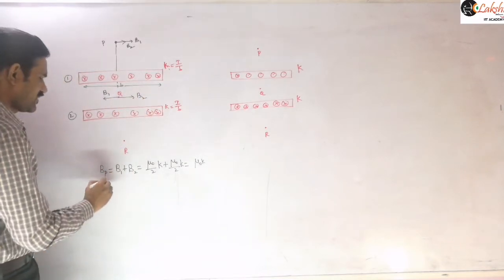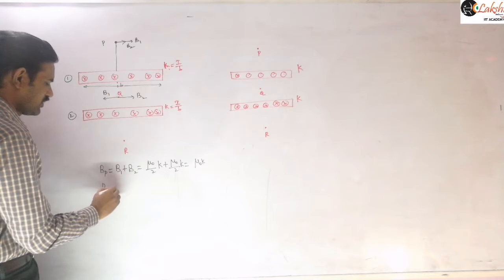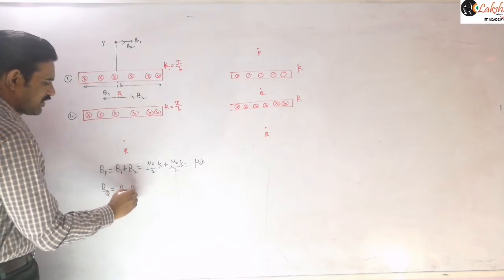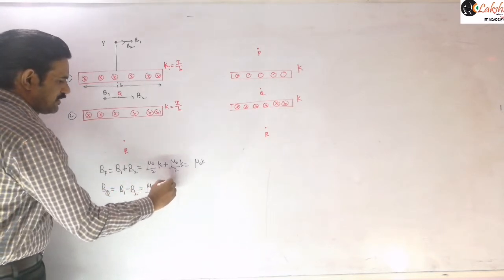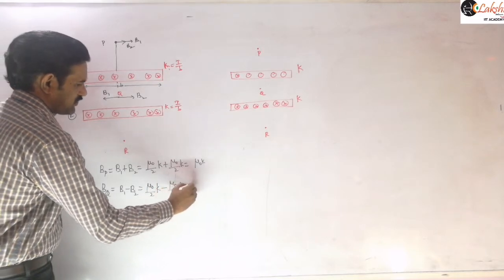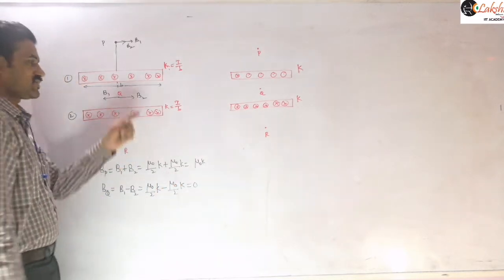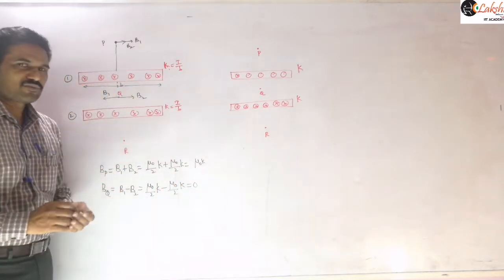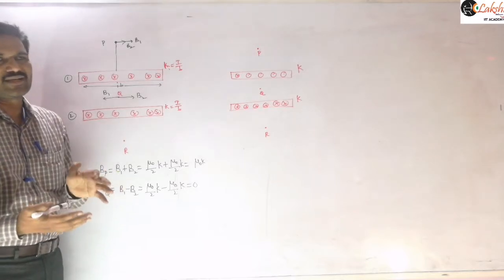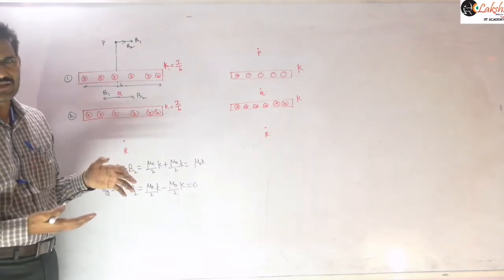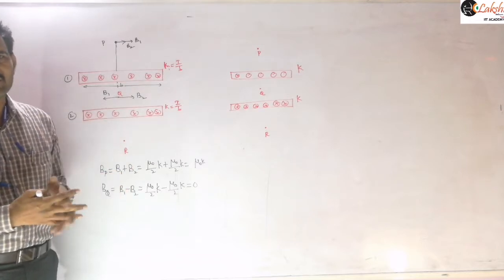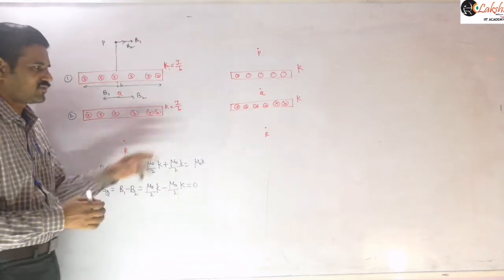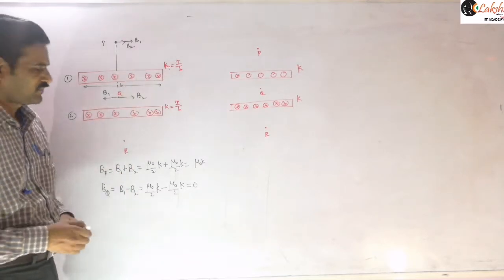Now let us write the net magnetic field at the point Q. I can write this as B1 minus B2, which is mu naught by 2 into K minus mu naught by 2 into K. So the resultant magnetic field will be 0 in this region. From this you can conclude that when two planes are carrying current in the same direction and have the same current per unit width, the magnetic field in between the planes will be 0, provided these two are the same.